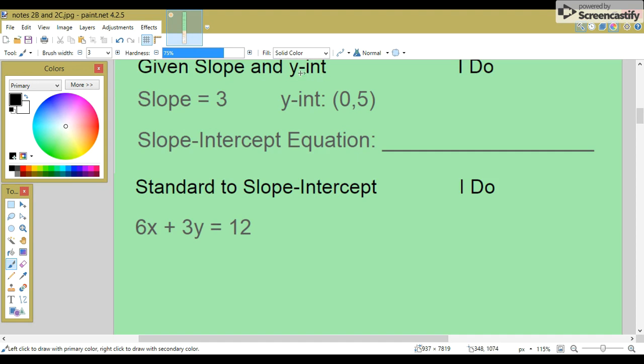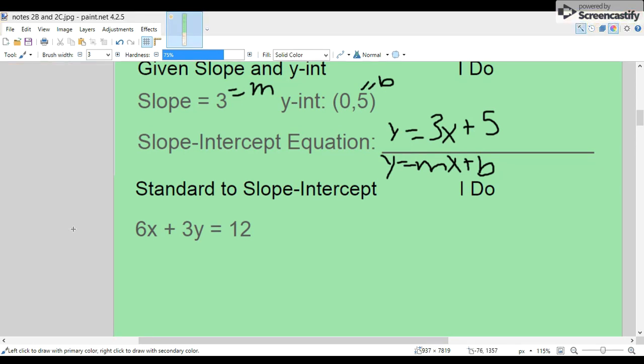Given slope and y-intercept. Go ahead and write this down on your Pear Deck foldable. Your slope equals 3 and your y-intercept is (0, 5). So your slope-intercept equation is, we have y equals mx plus b. So y equals 3x plus 5, because m is 3 and b, the y-intercept, is 5. Let's go to the next one.